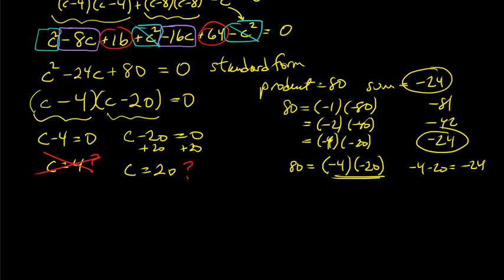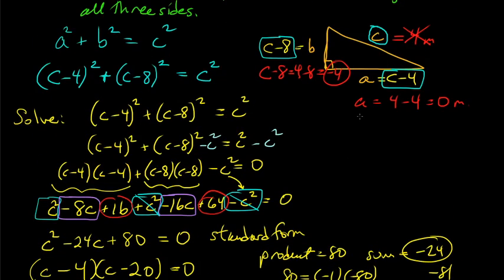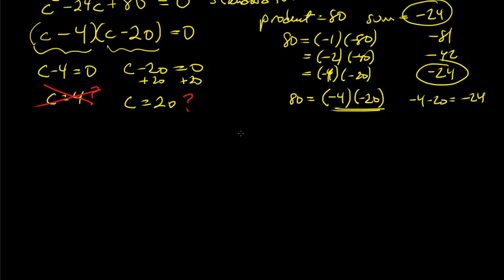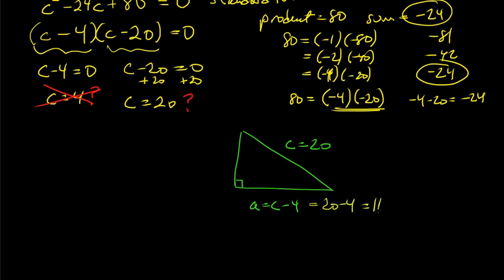What about c equals 20? Since I messed up the previous triangle here, let me just draw it again down here. So let's suppose c is 20. Remember, a was c minus 4. If c is 20, 20 minus 4 would be 16, and that's still a good positive number. B was c minus 8. So 20 minus 8 is 12, and 12 is a perfectly good length as well.